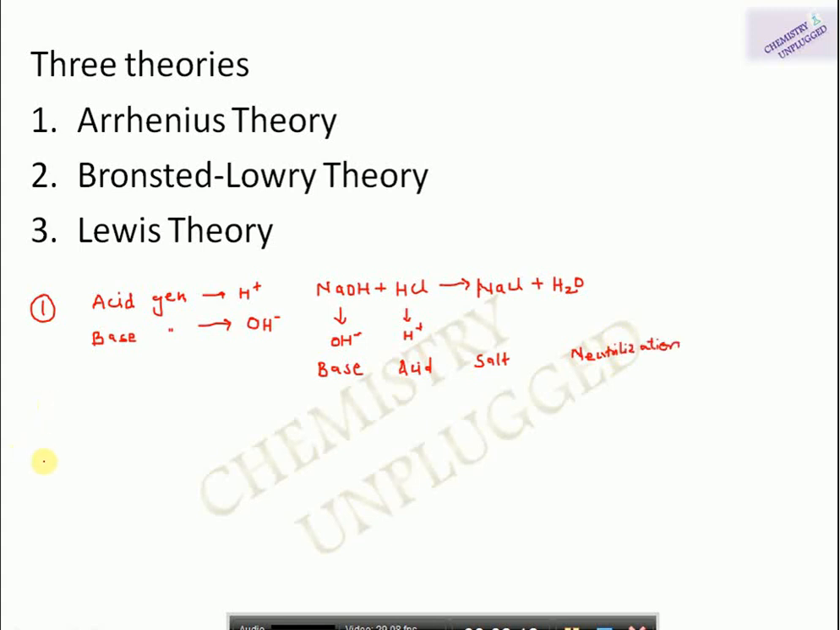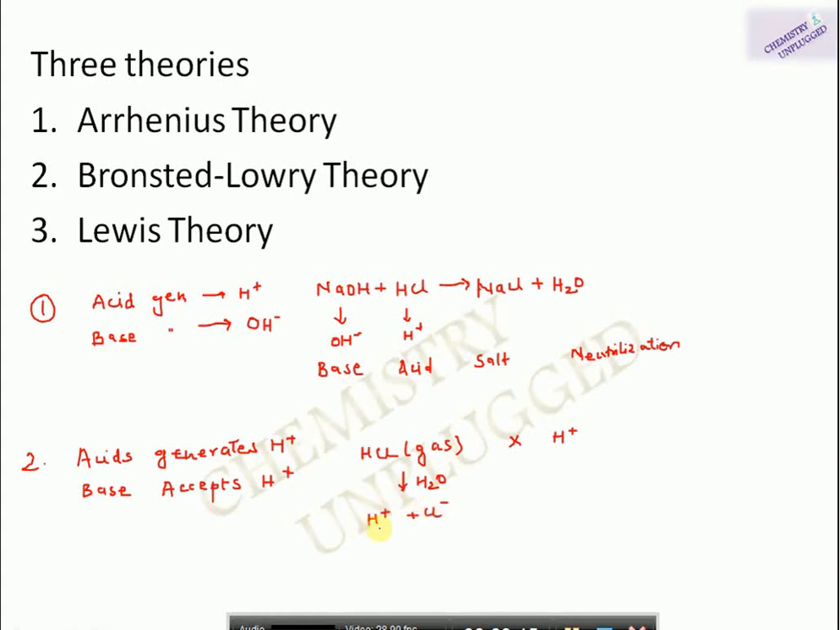The second theory is Bronsted-Lowry theory. According to this theory, acids are the substances which generate H+, and bases are the substances which accept protons. For example, HCl is a gas, and when it is a gas, it is not an acid or base because it is not present in the form of H+ and Cl-. But when we dissolve it in water, it dissociates to form H+ and Cl-. This H+ combines with water to form H3O+, known as the hydronium ion, and HCl is acidic because of the presence of the hydronium ion.